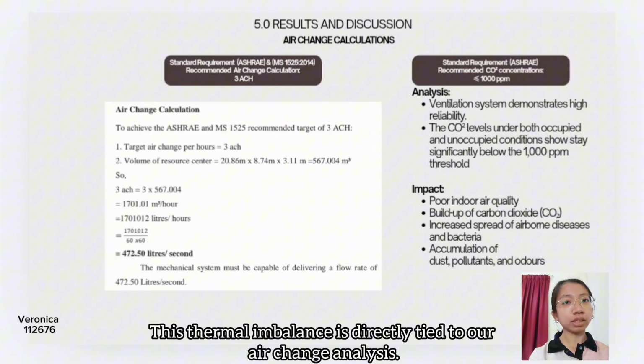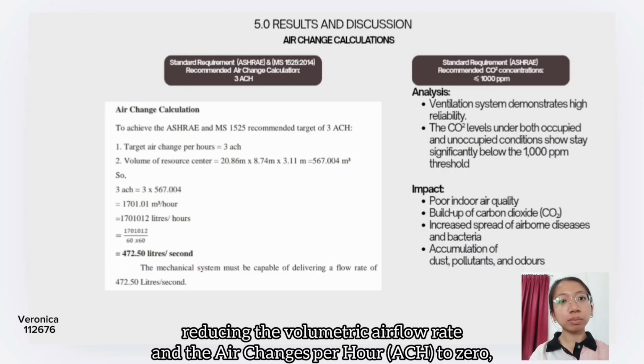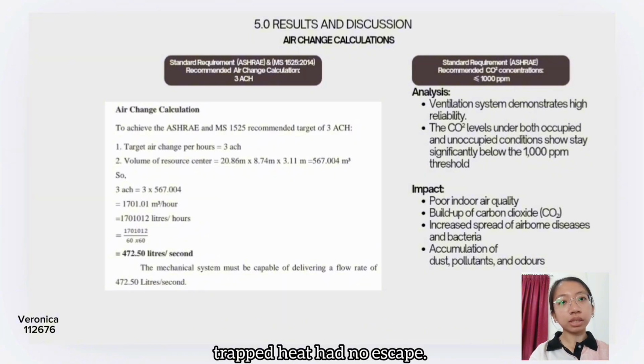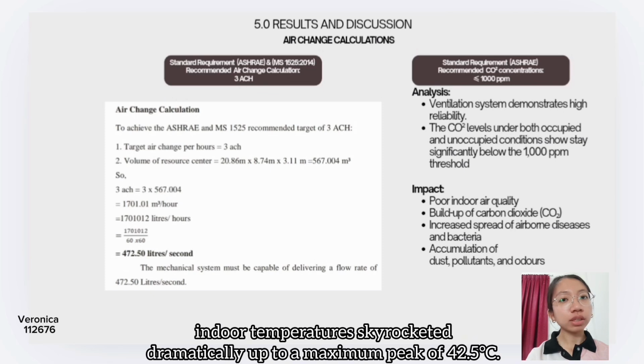This thermal imbalance is directly tied to our air change analysis. When the mechanical air conditioning system was entirely switched off, reducing volumetric airflow rate and the air change per hour to 0, trapped heat had no escape. Without an active exchange to flush the space, indoor temperatures skyrocketed dramatically up to a maximum peak of 42.5 degrees Celsius.